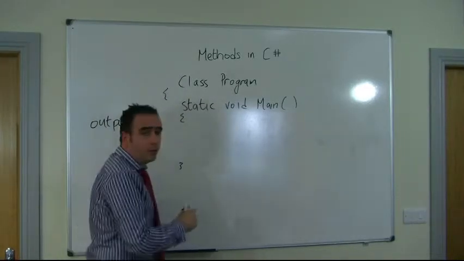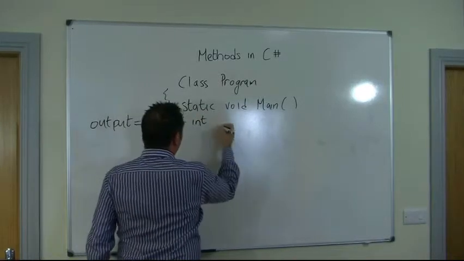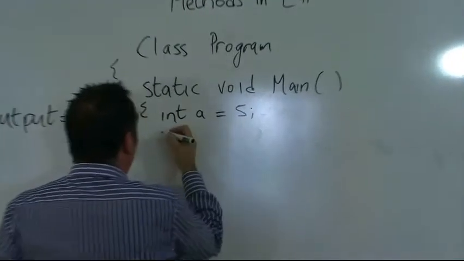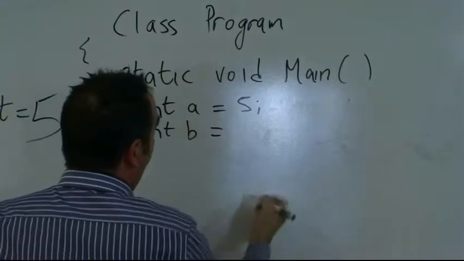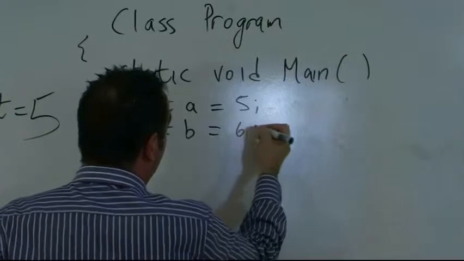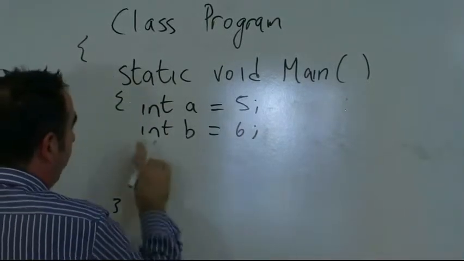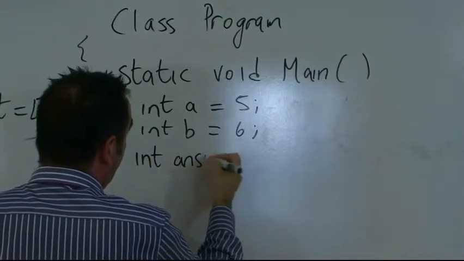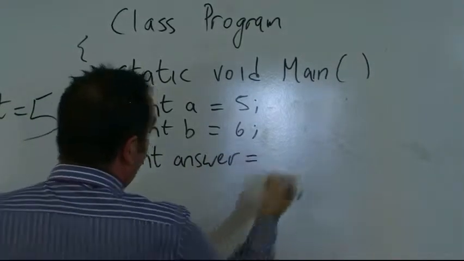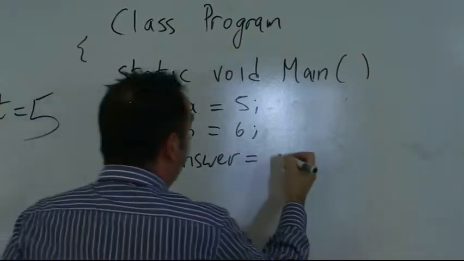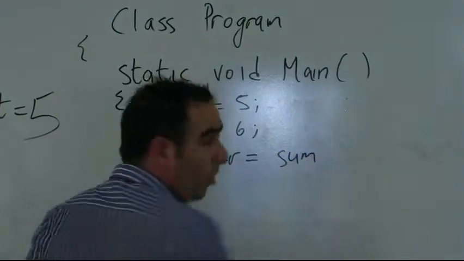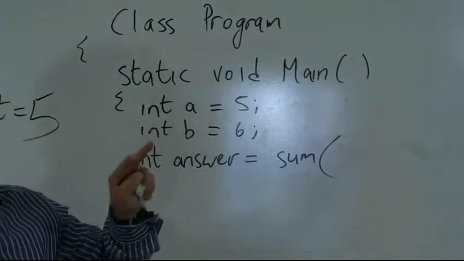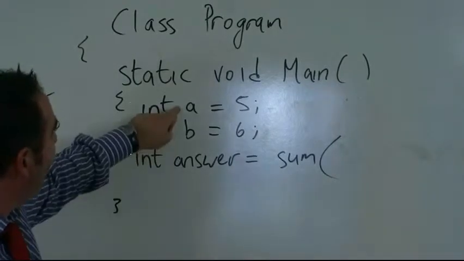So we'll define our two integers first. So int a, and I'm going to set a equal to 5. Int b, I'm going to set it equal to 6. And then I'm going to create an answer variable, and I'm going to set it equal to, I'm going to call our sum method that we haven't written yet. And now, I want to pass in two parameters to this sum. I want to pass in a and b.